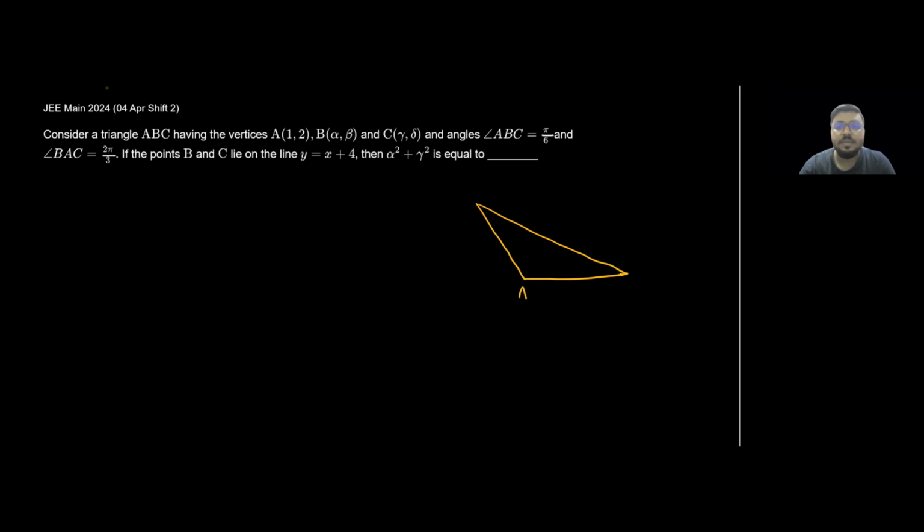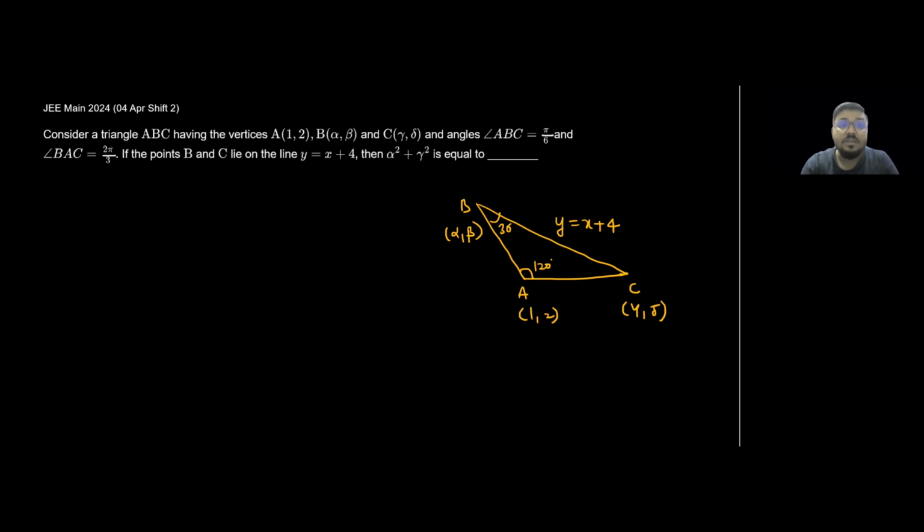All right, this is A. So this is BAC. This angle BAC is 2 pi by 3, 120 degrees. And angle ABC is pi by 6, which means 30 degrees. And the points B and C are lying on this line y equal to x plus 4. And vertex A is (1, 2), B is (alpha, beta), and C is (gamma, delta). All right, these are all the information provided, and they're asking for alpha square plus gamma square. So basically we have to find out alpha and gamma.